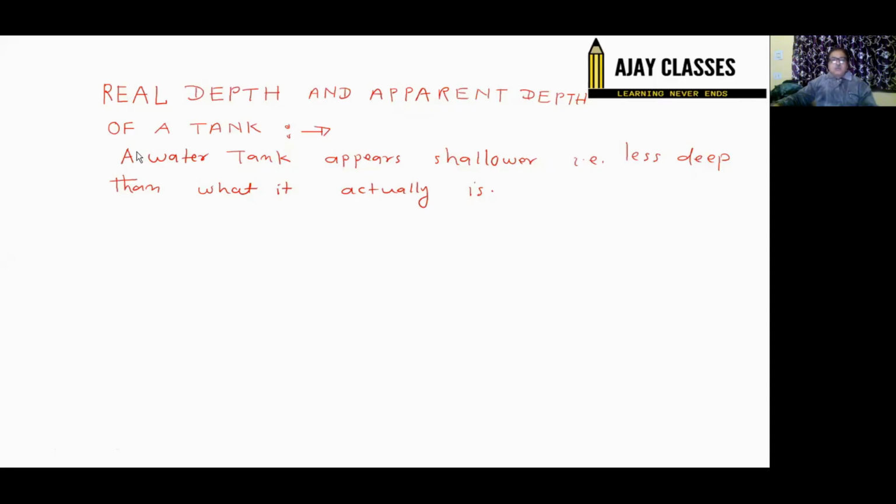Today we are going to study the concept of real depth and apparent depth of a tank. In this discussion, we take an example of refraction of light in which the water tank appears shallower, meaning less deep than what it actually is. What is the reason behind it? Let us see. The reason for the shallowness of the water tank is the refraction of light.